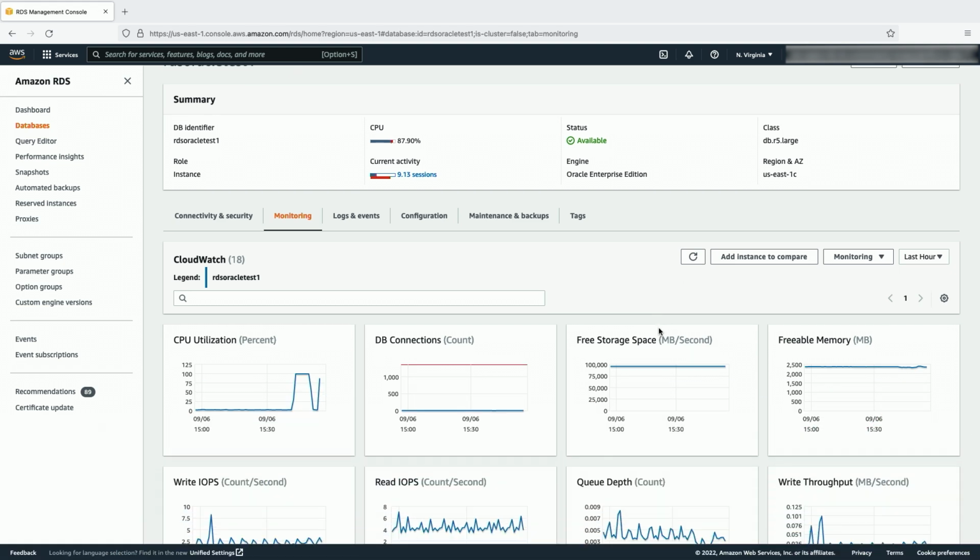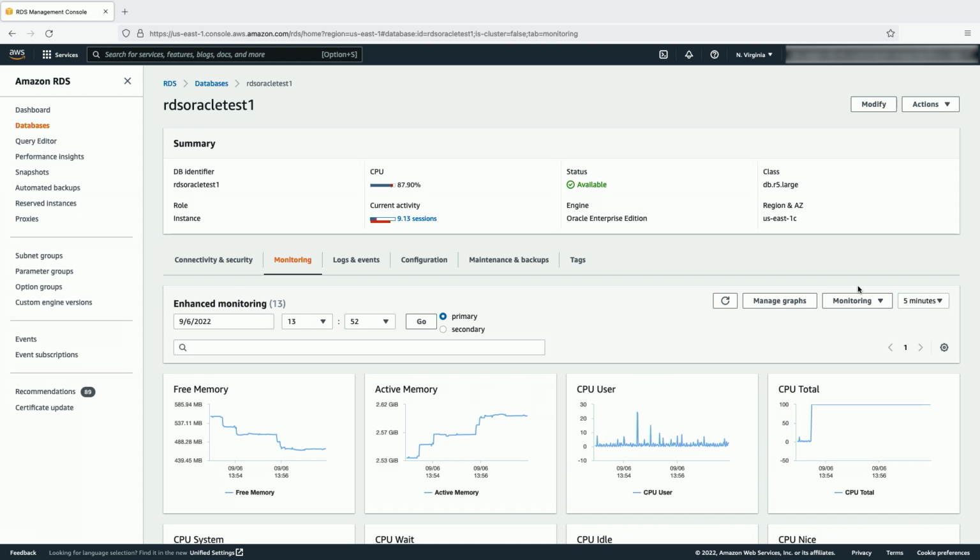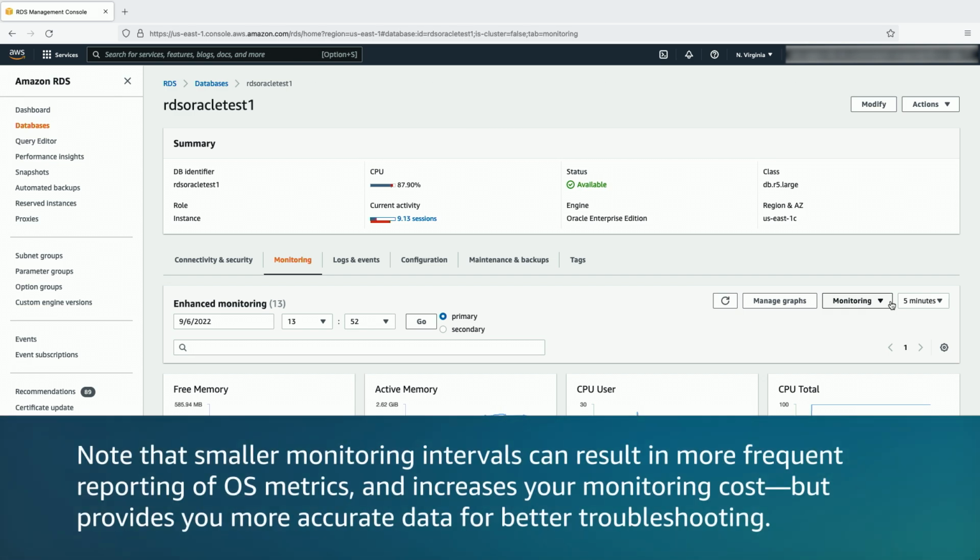Enhanced Monitoring is another tool from AWS that allows you to track the metrics in real time for the operating system that your database is running on. Also, Enhanced Monitoring allows you to view all the processes that are currently running on the RDS instance. Note that smaller monitoring intervals can result in more frequent reporting of OS metrics and increase your monitoring cost, but provide you more accurate data for better troubleshooting.